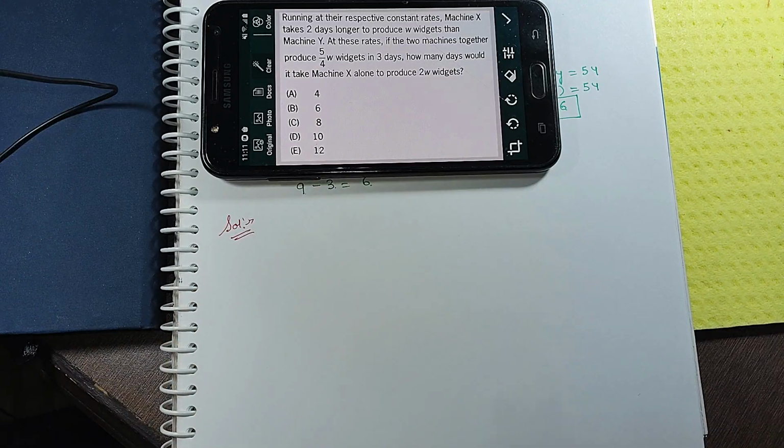Running at their respective constant rates, machine X takes 2 days longer to produce W widgets than machine Y. At these rates, if the two machines together produce 5/4 W widgets in 3 days, how many days would it take machine X alone to produce 2W widgets?